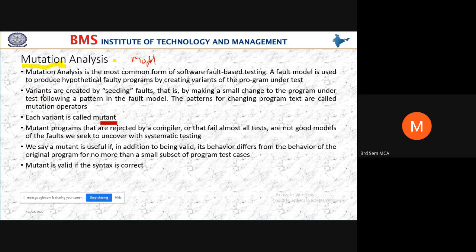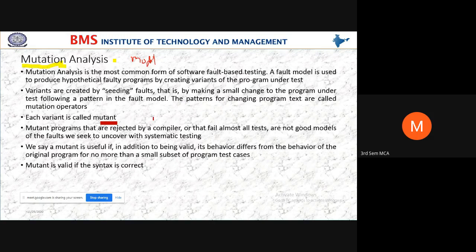So variants are created by seeding a fault, that is, by making a small change to the program under test following a pattern in a fault model. The pattern for changing the program text is called a mutation operator.